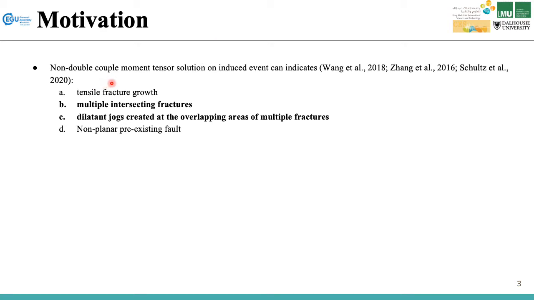Non-double couple moment tensor solutions on induced events can indicate at least four possibilities. They are a tensile fracture growth, multiple intersecting fractures, dilatant jogs created at the overlapping areas of multiple fractures, and a non-planar pre-existing fault. However, in this study, we are interested in possibilities number 2 and number 3, where the observed non-double couple moment tensor solution could represent a cascading rupture.